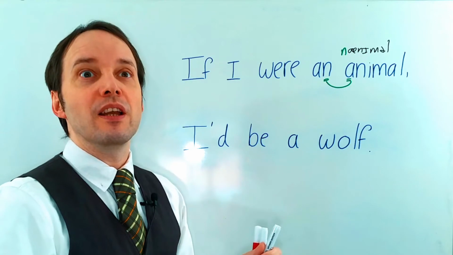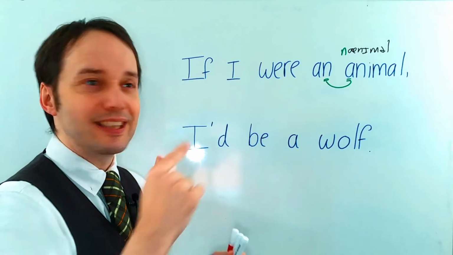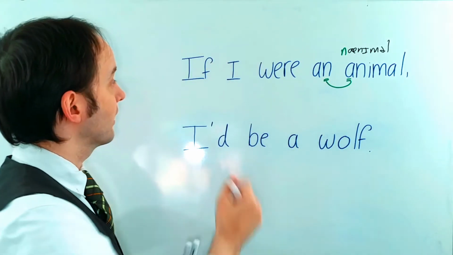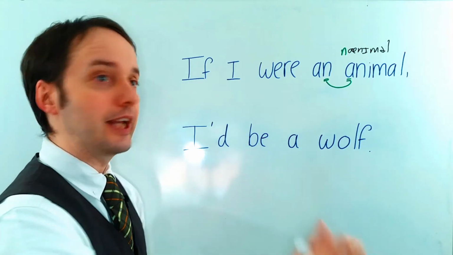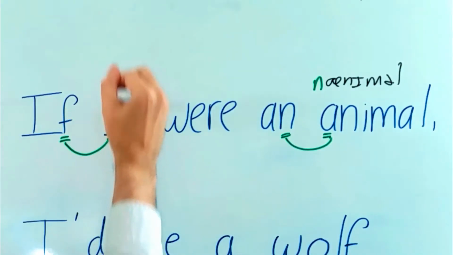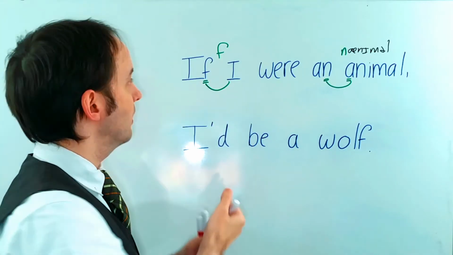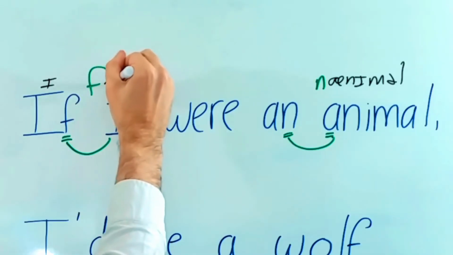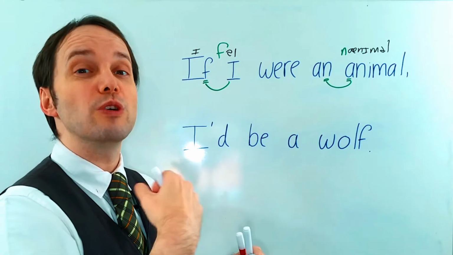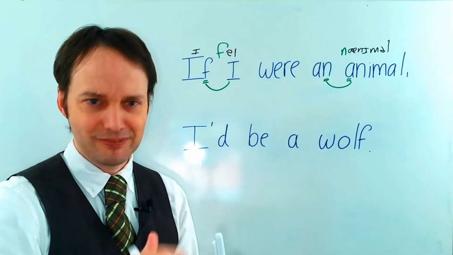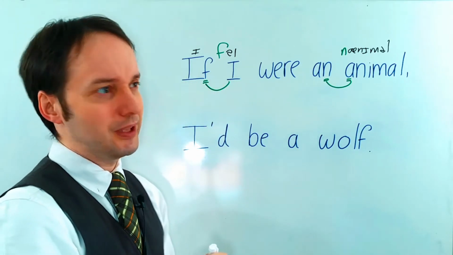Okay, listen again. If I were an animal. Yeah, right at the beginning. If I. So F is a consonant, I is of course a vowel, so we say if I were an animal. Yeah, but I actually said there were three examples of connected speech.